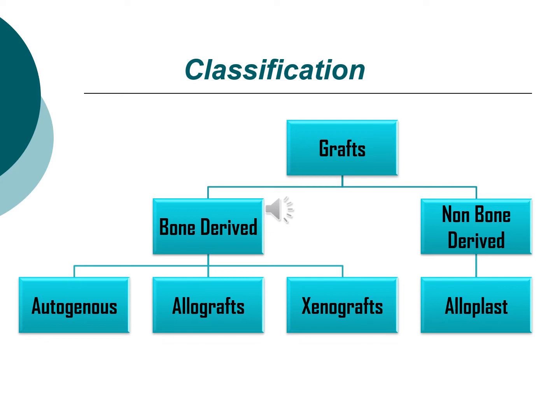So we classify bone grafts as bone derived and non-bone derived. Bone derived can be autogenous graft, allograft, or xenograft. Non-bone derived will be synthetic bone, that is the alloplast.